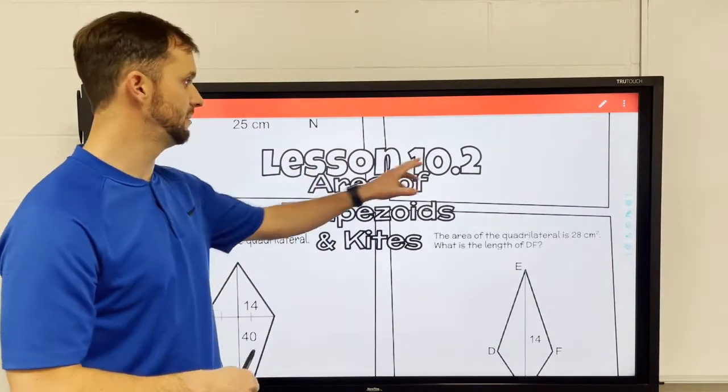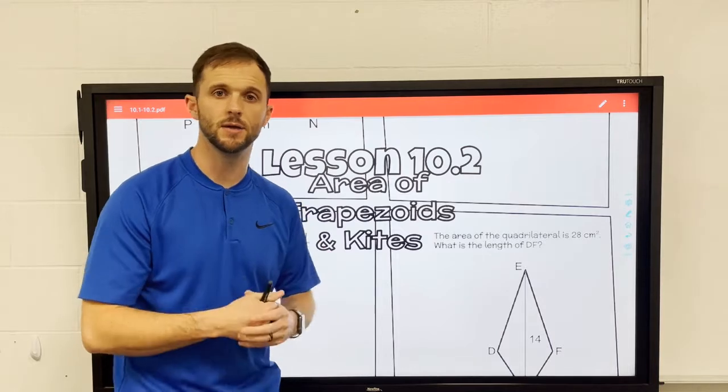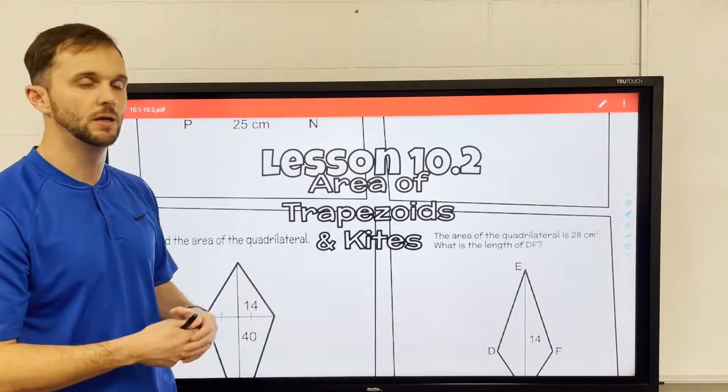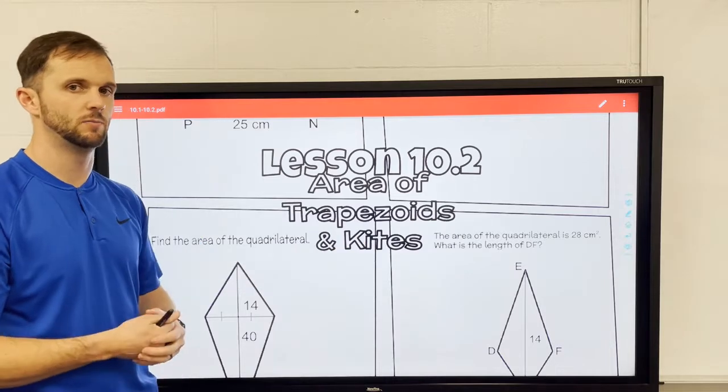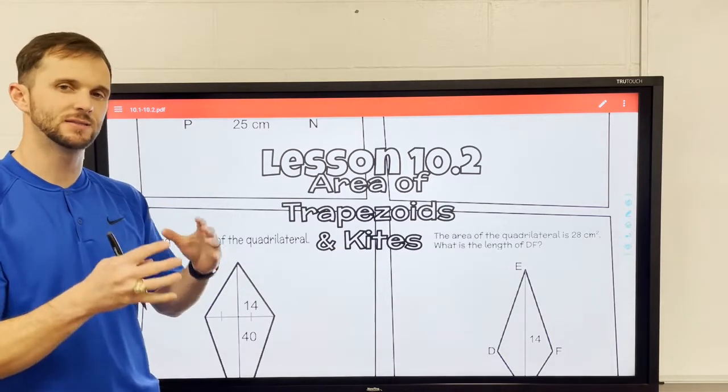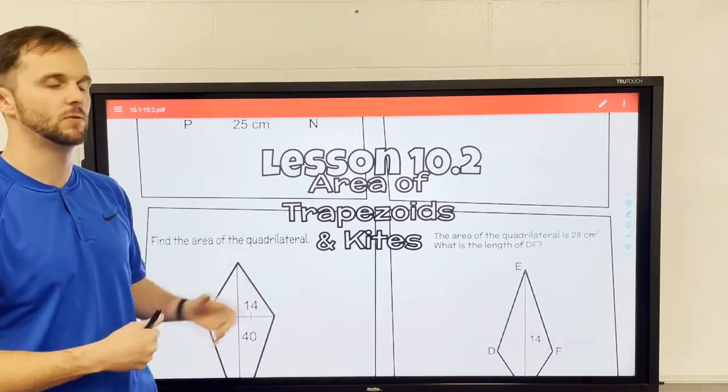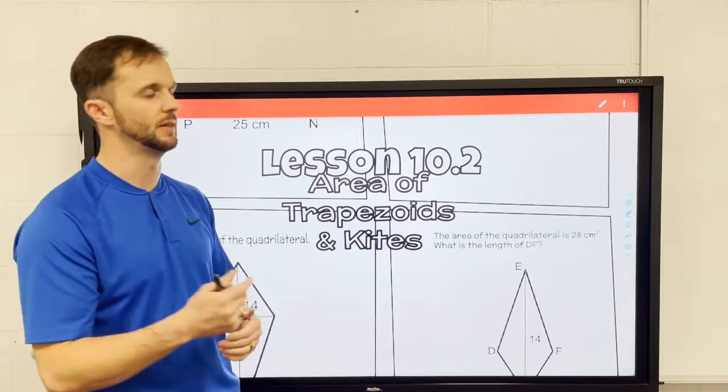Today we're moving on to 10.2, which is inside our area unit again. And today we're going to be looking at the area of trapezoids and kites. These two together have somewhat the same formula, but we're going to be dealing with the area of those two today. So let's jump into that.